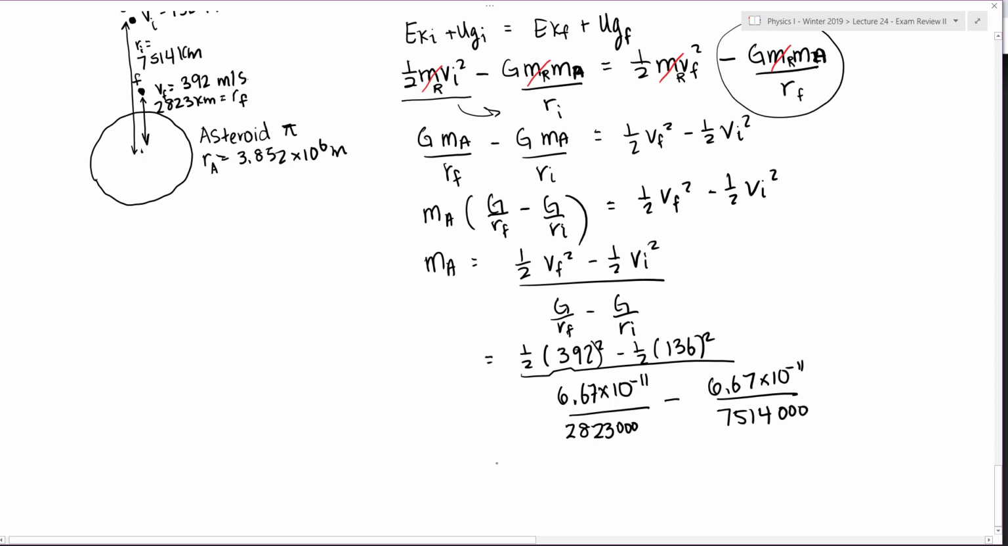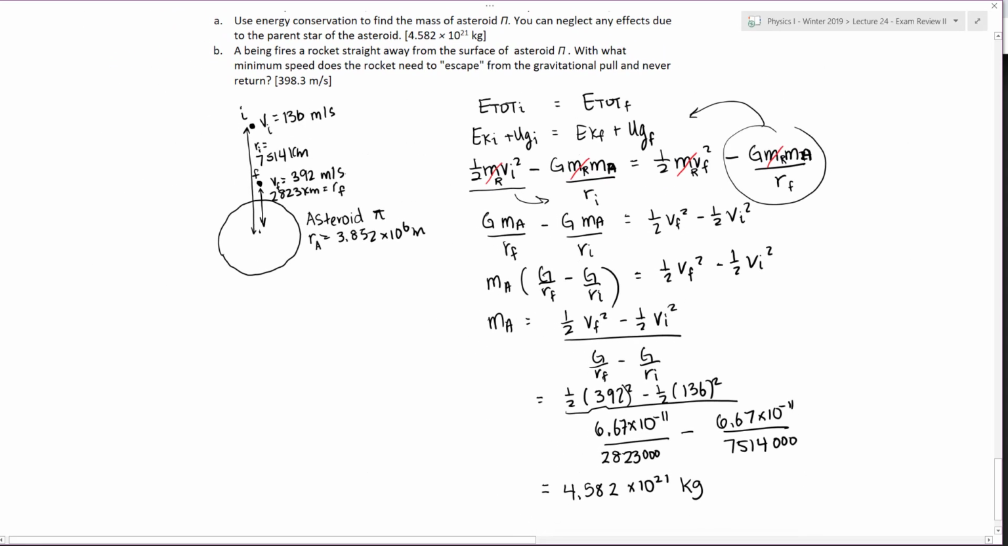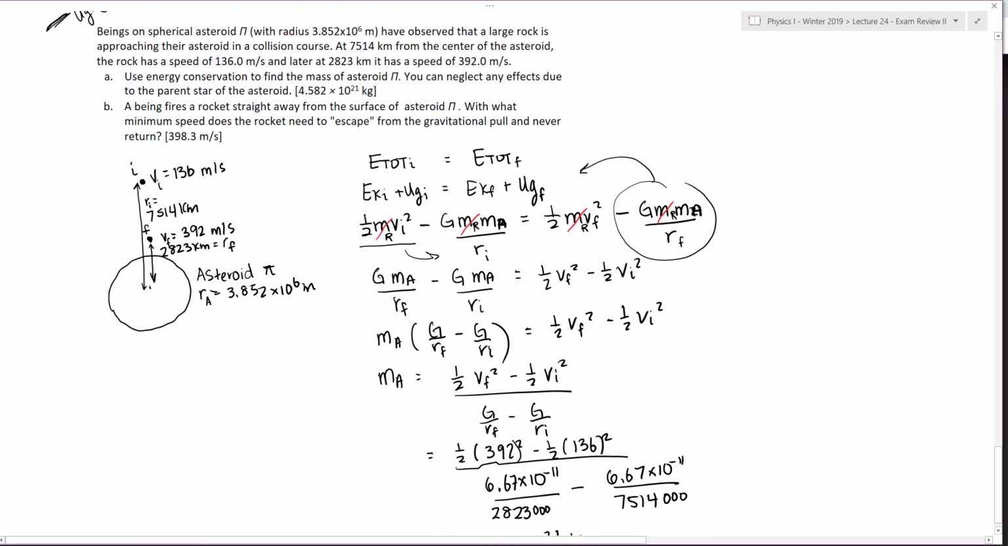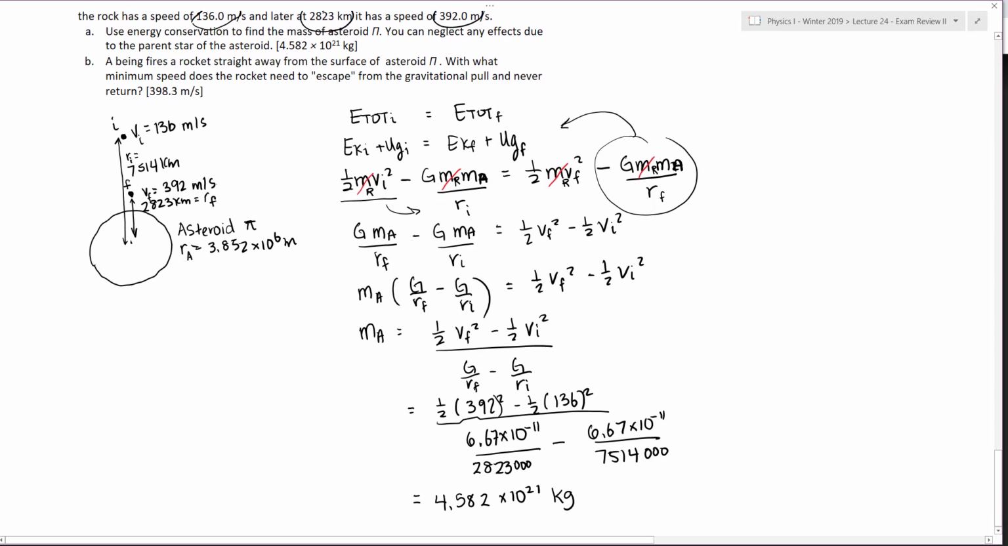And I get 4.582 times 10 to the 21. That's a mass, so it's in kilograms. Let's look at our units and significant digits. I have 4 significant digits, 4, 4, 4, and 4. So my answer should have 4. So I'm good. Okay, so that was part A.